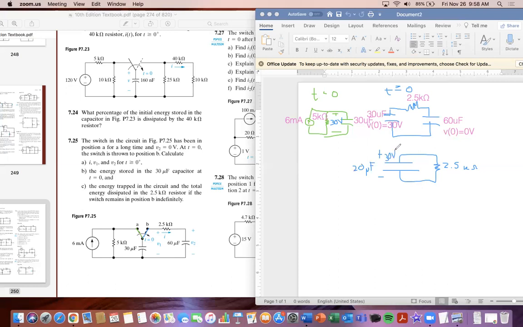Okay, we got 30 volts, and then we have this resistance here, so we can calculate the current going through it. If we want to calculate the current going through that resistor, 30 divided by 2.5K, I got 12 milliamps. Okay, I got 12 milliamps now going through the circuit. That's what we can determine.